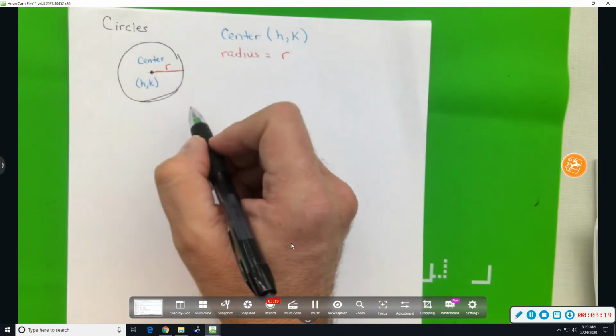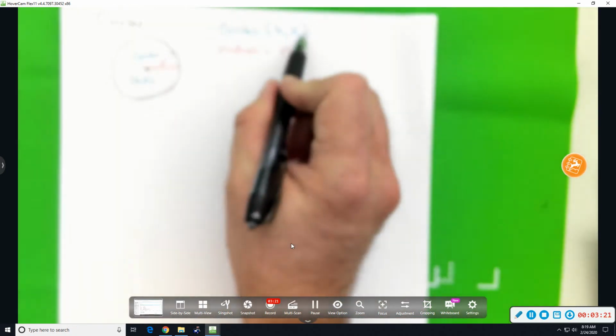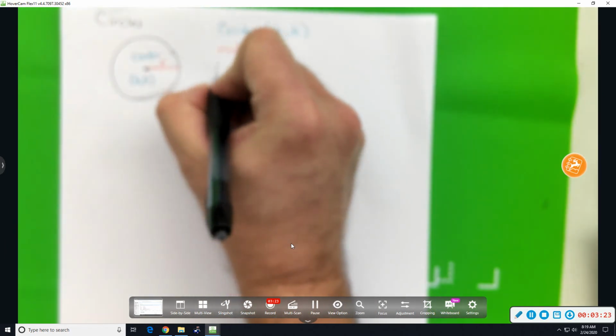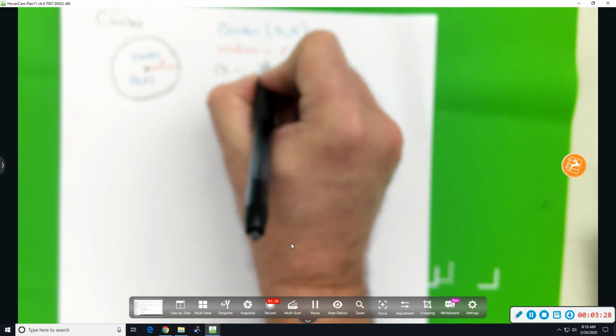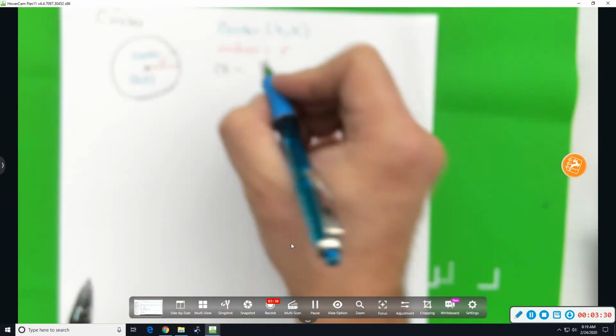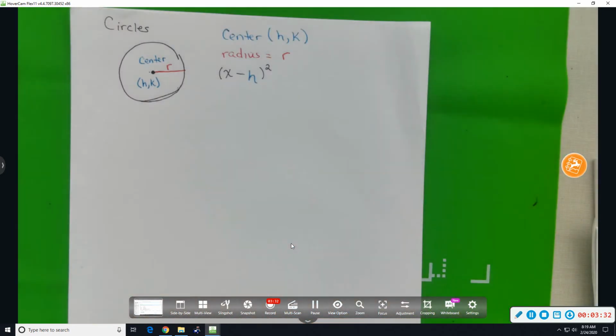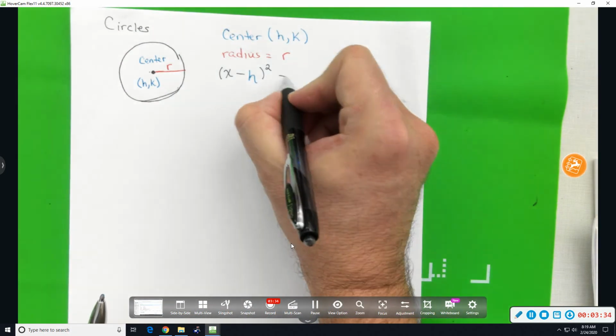The equation of a circle, when you have the center and the radius, can be written like this: parentheses, x minus h squared plus y minus k squared.